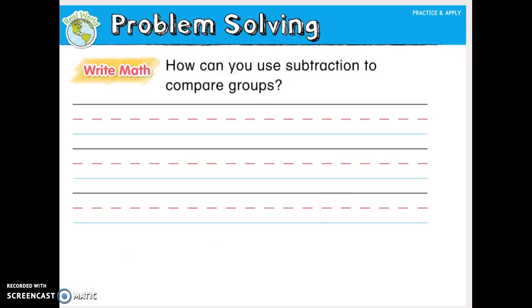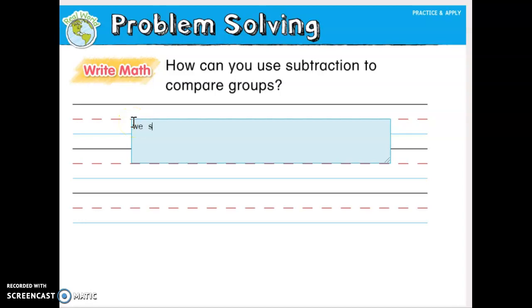Okay, we are in the very last section of your page. It's called the Write Math, and we're going to use problem solving to solve this problem. How can you use subtraction to compare groups? So in this case, we used our subtraction. I'm going to type it here. We subtracted the lower number from the higher number to compare groups.